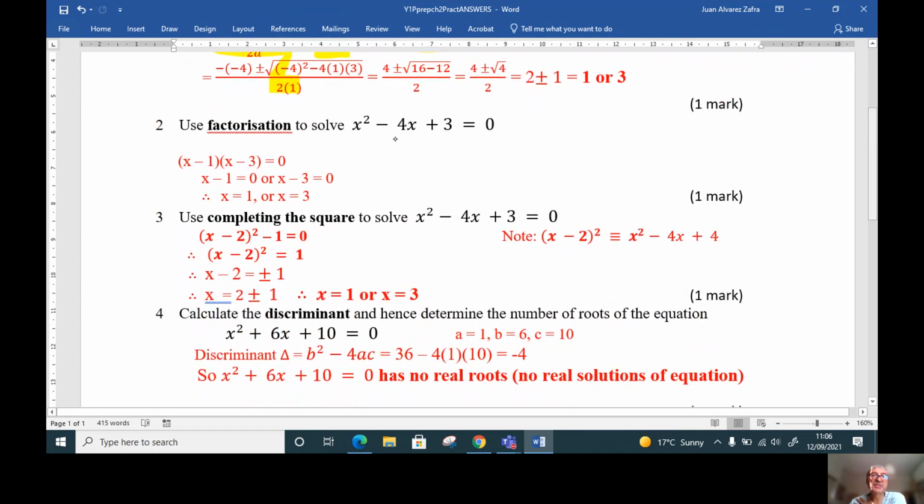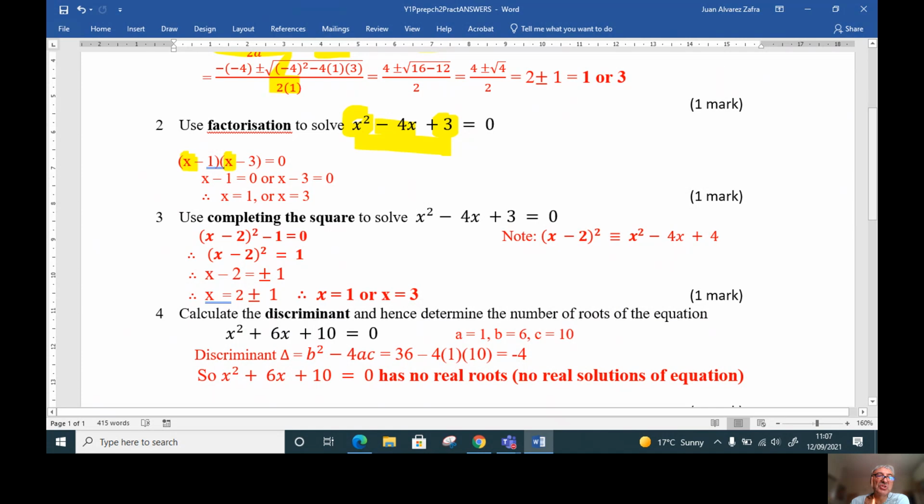Question 2, it's the same quadratic, but this time we're going to be doing it by factorization. If you write down brackets, the x squared is going to be obtained by writing an x in one bracket and an x in the other bracket. And then the plus 3 is going to be obtained by multiplying two numbers together. They could be plus 1 and plus 3, or minus 1 and minus 3. But if we want to produce minus 4x, when we multiply this number by the x and this number by that x, it's going to need to be minus 1 and minus 3.